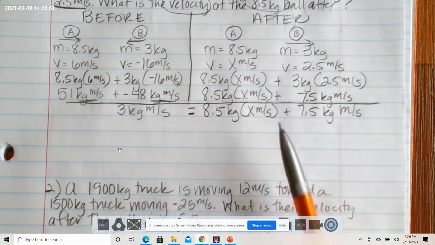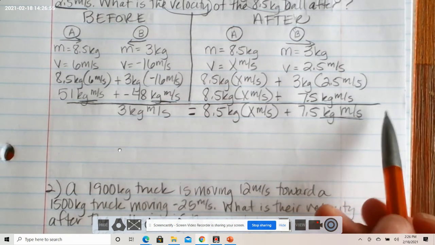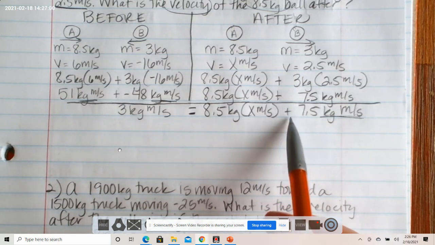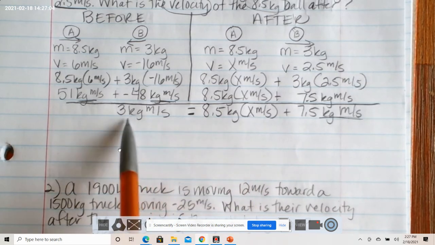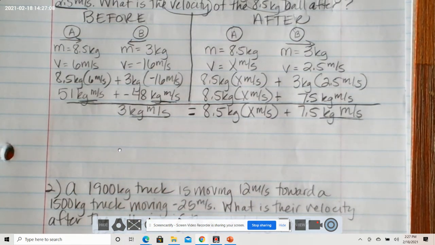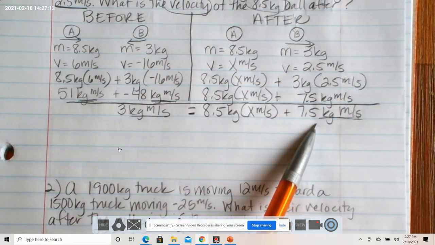Okay, so since this is a kilograms meters per second over here, I have to find somewhere else that has a kilograms meters per second because this is being added here. Not multiplied, not divided, it's being added. So the only other place I have a kilograms meters per second is on the other side of the problem. That means I can get rid of this first before I worry about PEMDAS for the rest of the problem.